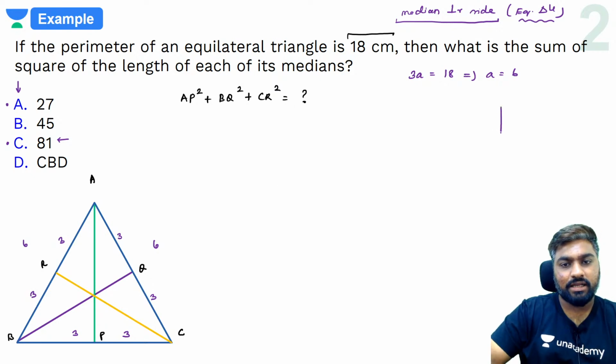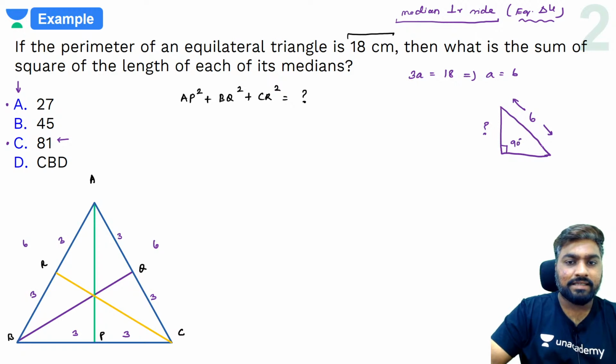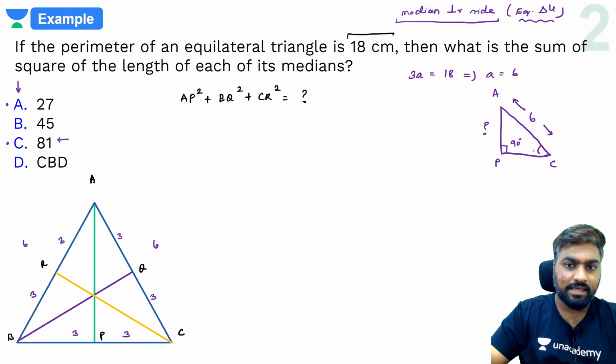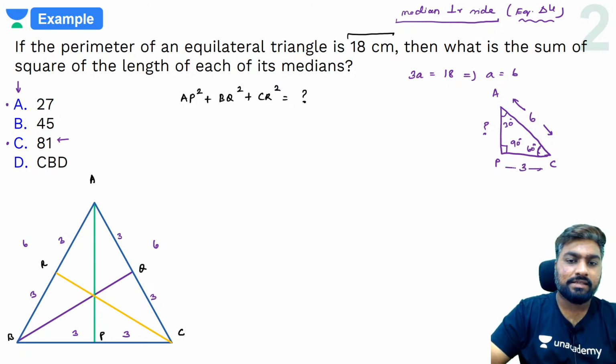You have an equilateral triangle here, from which you can remove a right angle triangle. Yes, this length is 6, this entire length is 6. This is something that you do not know. This is 90 degrees. So what is this triangle? Triangle APC. This is 60 degrees because it is an equilateral triangle. So if this is 90, this is 60, this is automatically what? 30. Do you remember 30, 60, 90? 30, 60, 90 triangle, guys. Special right triangle 30, 60, 90.